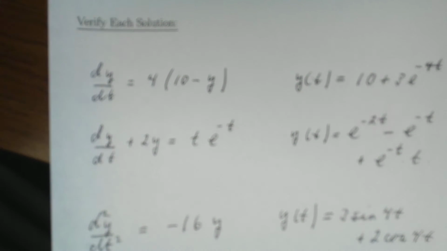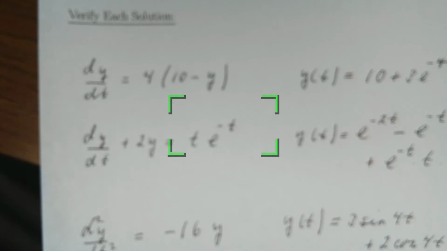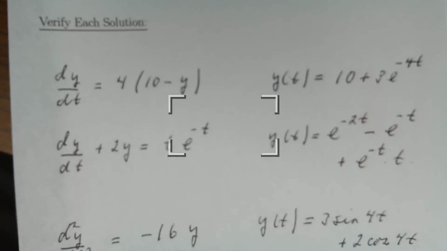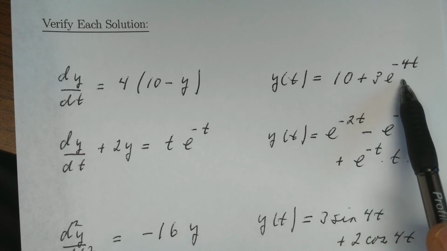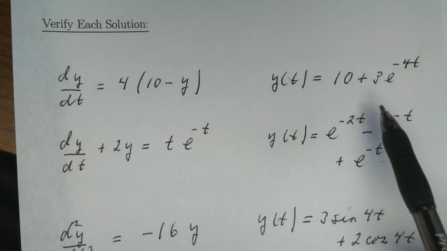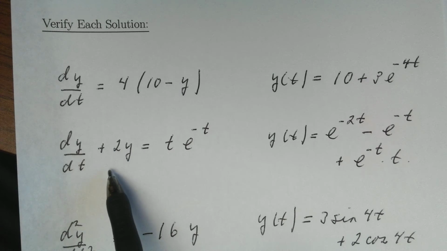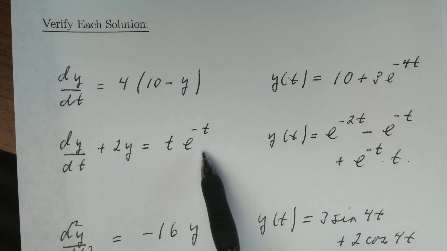Here are some examples for you to do in preparation for class. dy/dt equals 4 times the quantity 10 minus y. y of t equals 10 plus 3 e to the minus 4t is a solution. This is actually the one we did just a few pages ago, so you can disregard this first example. Here's another one. dy/dt plus 2y equals t e to the minus t. Please check that this is a solution.